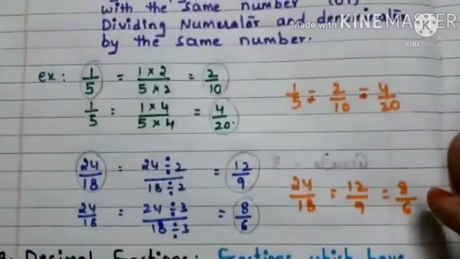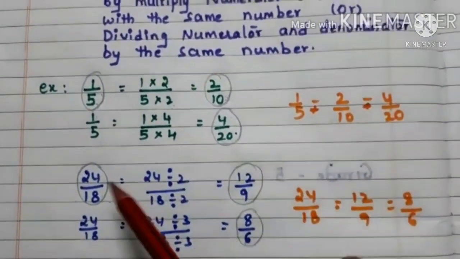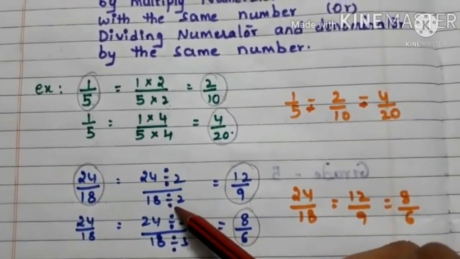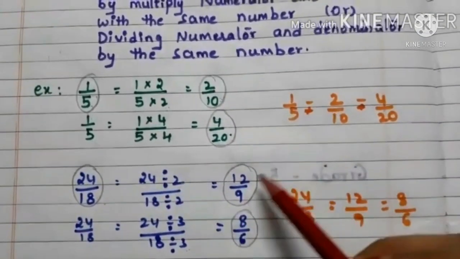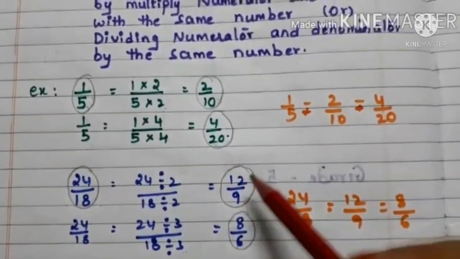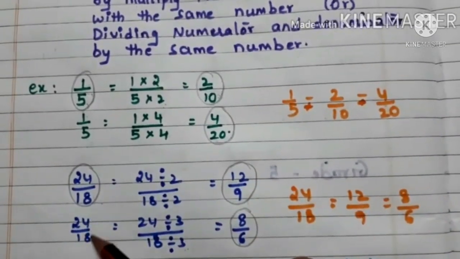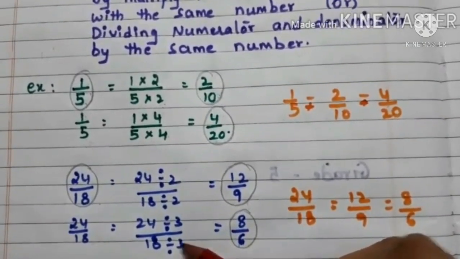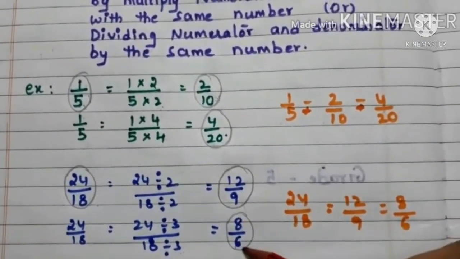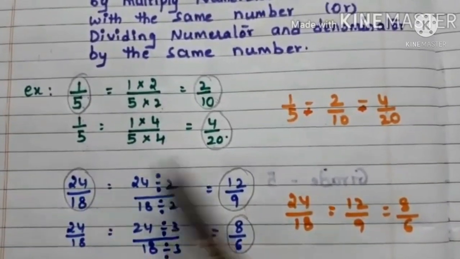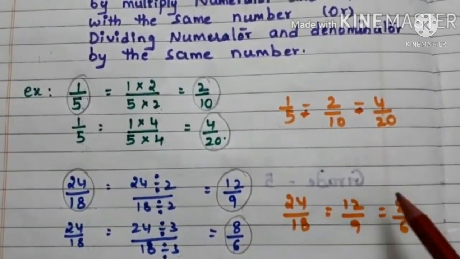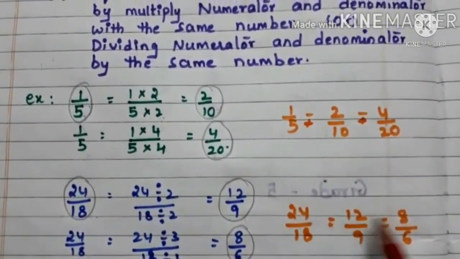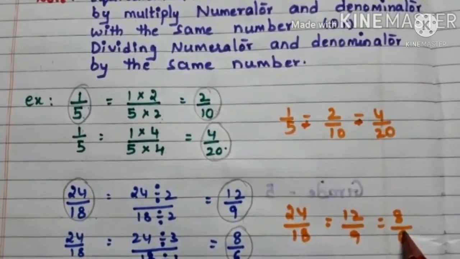Okay, now let us take another example. Here we have the fraction 24 by 18. I am dividing the numerator and denominator by the number 2 and I got the answer 12 by 9. Here I am taking 24 by 18 again. I am dividing the numerator and denominator by the number 3 and I got the answer 8 by 6. Now 24 by 18, 12 by 9 and 8 by 6 are said to be equivalent fractions. Why? Because these three fractions have the same value.